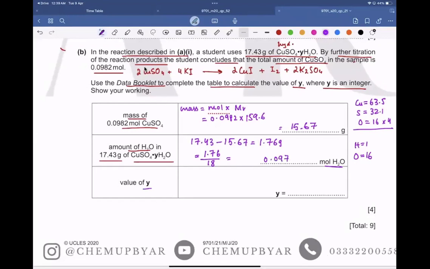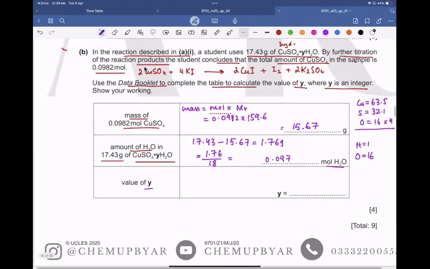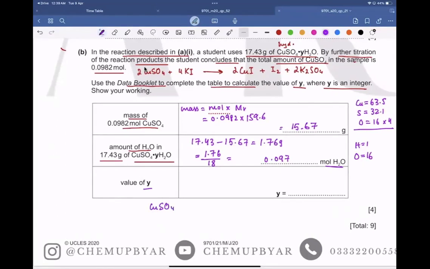Okay. Now we have to find the value of Y. So see, if I do the ratio thing, CuSO4 has Y moles of H2O. So if there is 1 mole, then how many moles of H2O? Y moles, we don't know. But if the moles of copper sulfate are 0.0982, for that moles of copper sulfate, we have 0.097 moles of water. So if you cross multiply, you will get the value of Y. So Y is equal to 0.097 divided by 0.0982. Can anyone solve and tell me the answer, please?